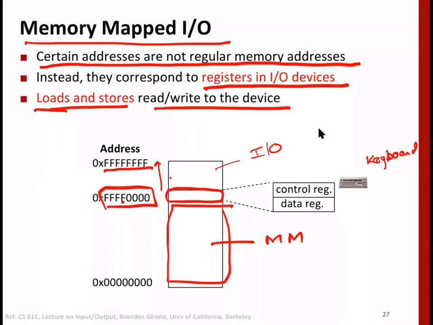Then we can have two registers associated: a data register and a control register. The control register is to check whether we can do the operation or not. Similarly, the data register is for transfer of data, reading or writing. Any question? Are you able to understand memory mapped IO?